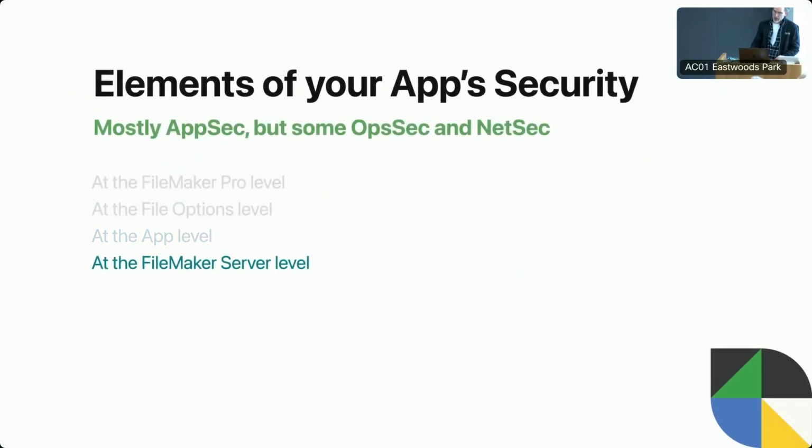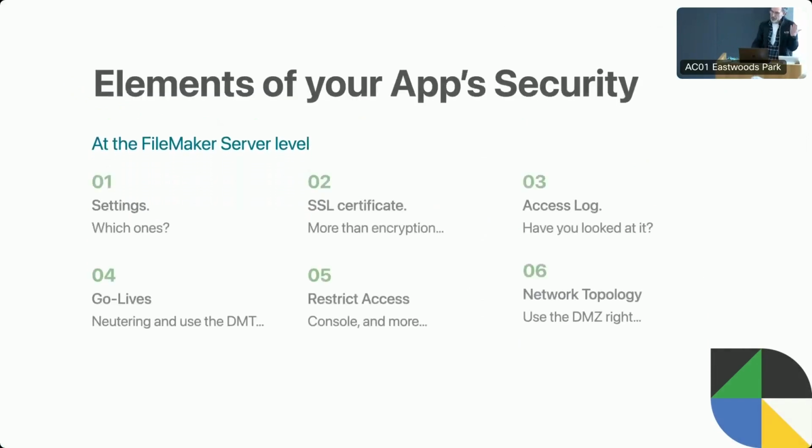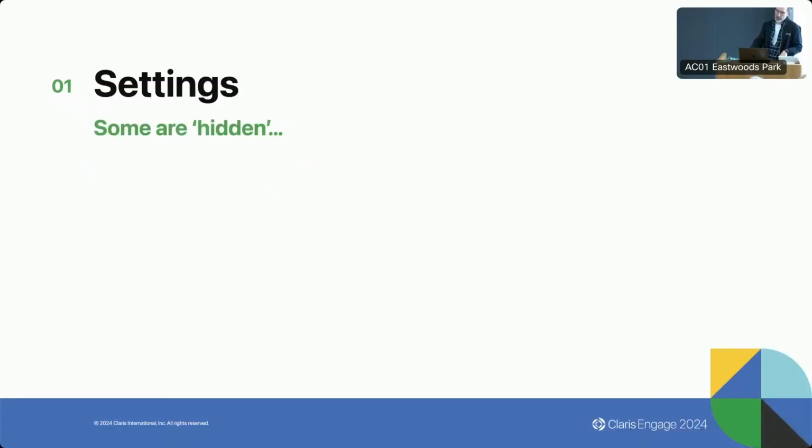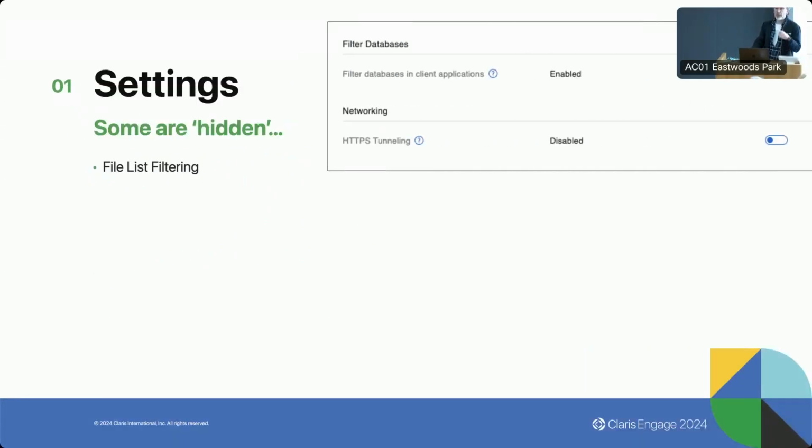All right. Lastly, at the FileMaker server level, we have a bunch of settings and some of them are hidden. HTTPS tunneling, this is where you have to turn it on. I mentioned where you can toggle it on at the client. Obviously, they have to go in pairs, right? If your server is enabled, then your client has to be enabled. You cannot have it enabled in one place and not in the other place.